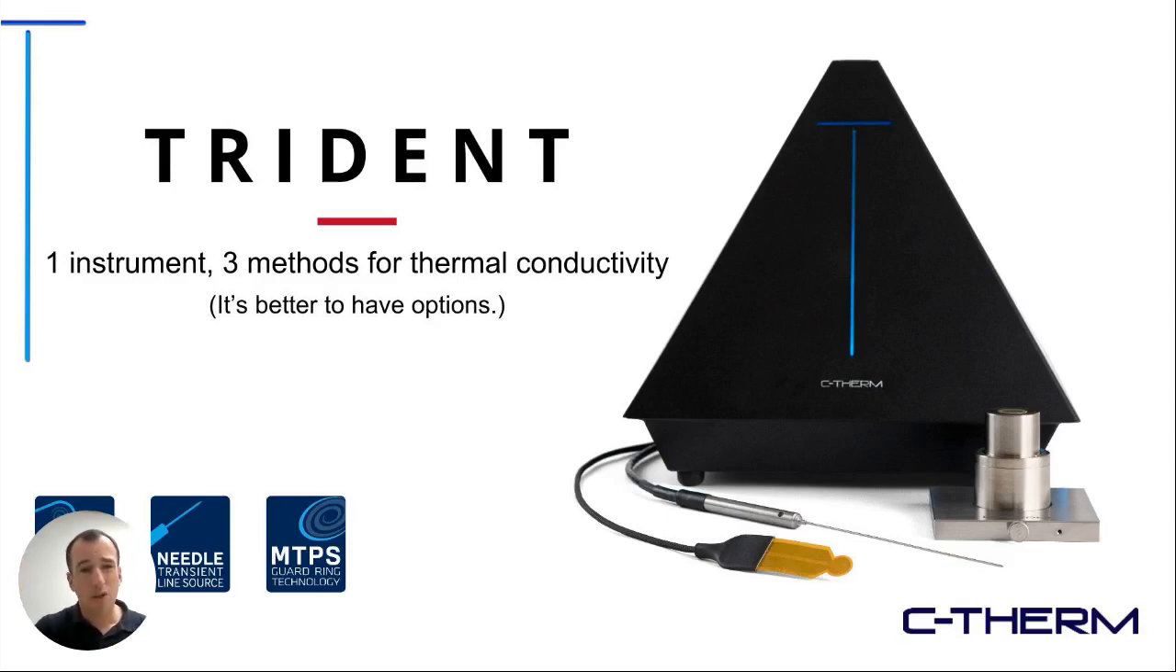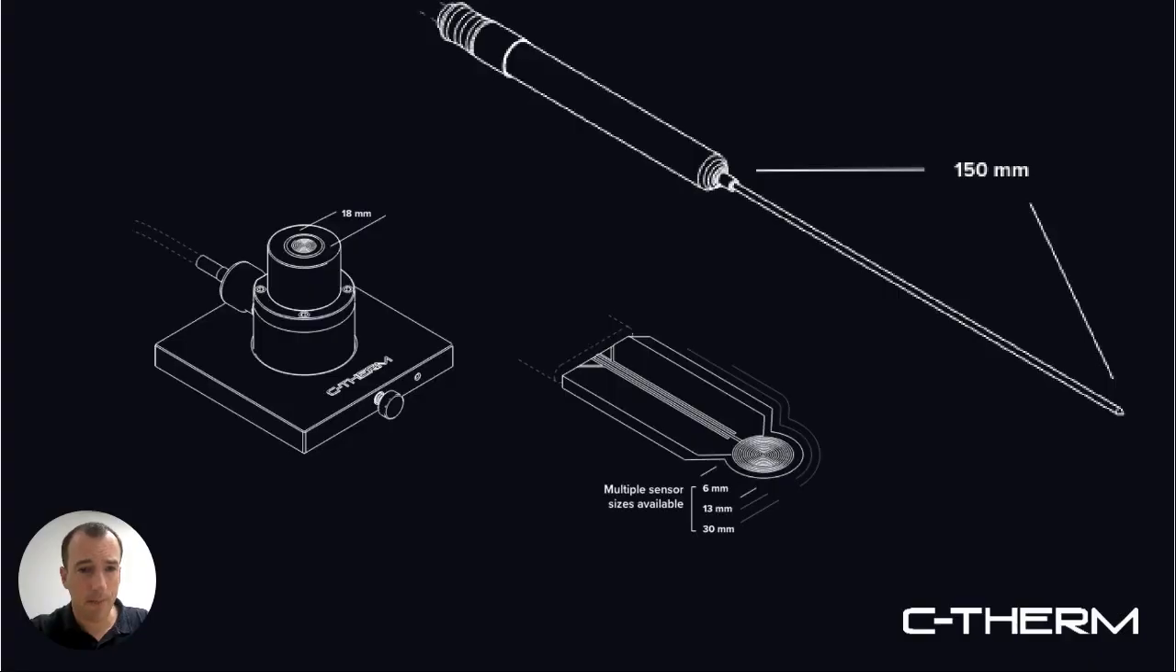So with Trident, it's one instrument, but it's three different methods all packaged together in one platform. That, in our philosophy, is it's better to have options. So you have MTPS, which is the guard ring technology. You have needle, a transient line source, and the flex transient plane source, all available with that same platform. It is modular, so if you don't need all of those capabilities, you can configure the product at a reduced price point, rolling back the ultimate configuration. But it also future-proofs you for, if you ever need to add the capabilities in the future, it's easy to do so. You don't have to buy a whole new instrument to add those capabilities.